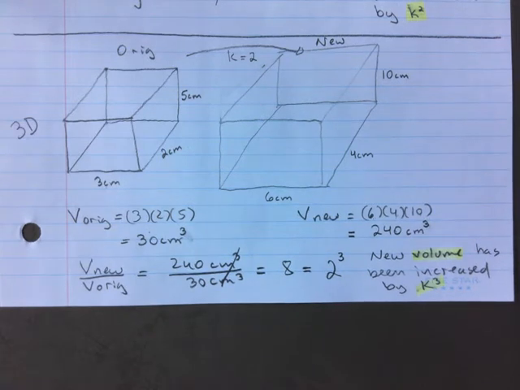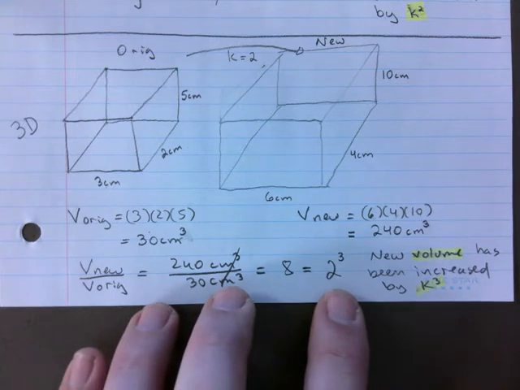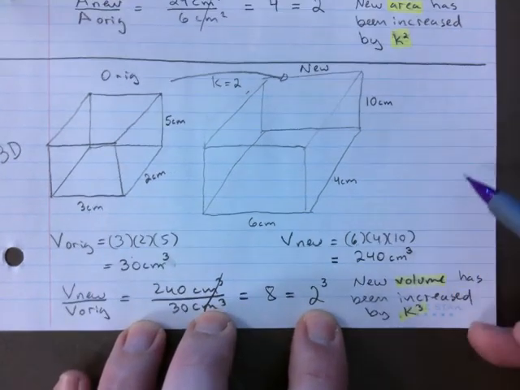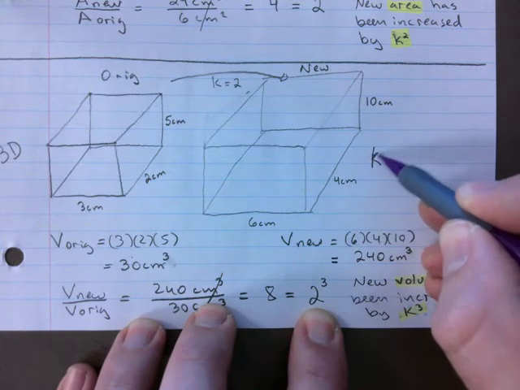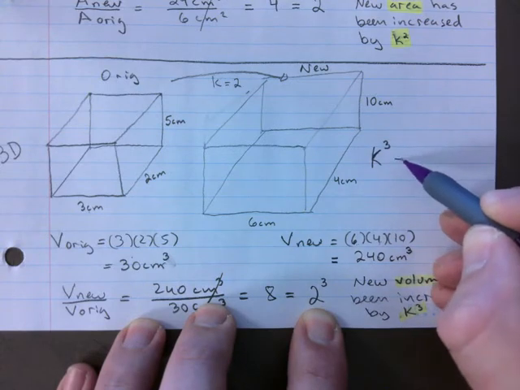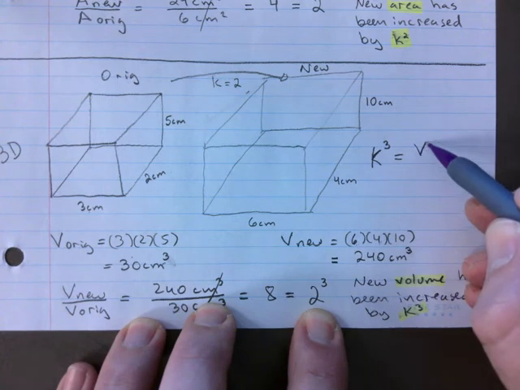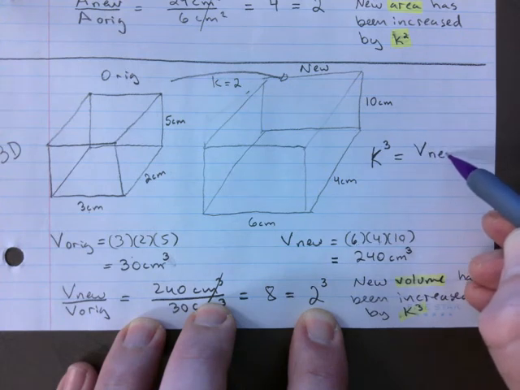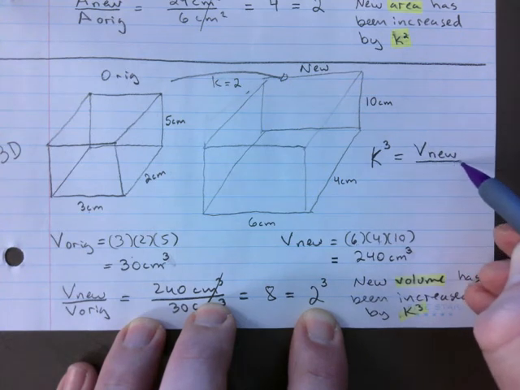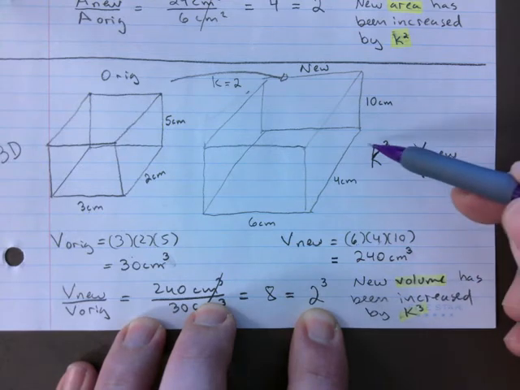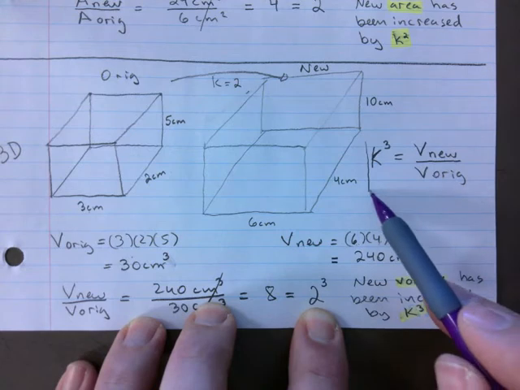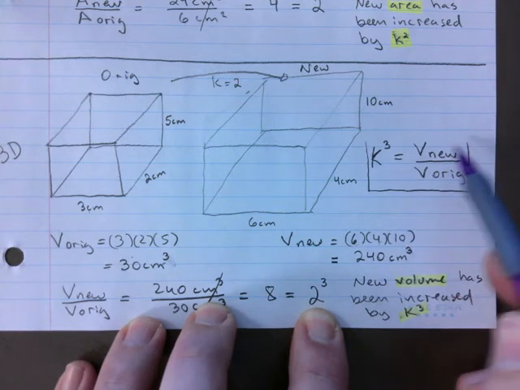And now I'm going to go up and add something to every single section. Somewhere in here where you find an empty space, you're going to say that k cubed is equal to volume of new over the volume of the original. Just write that down and then box it in. That should most definitely be on your study sheet.